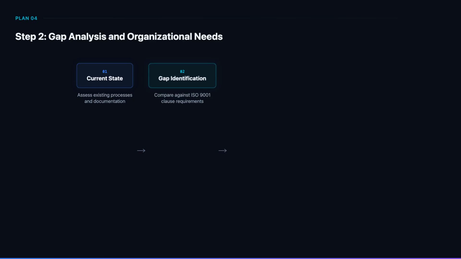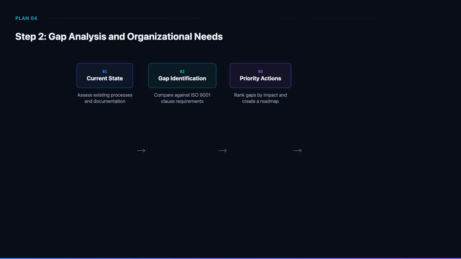Understanding where your organization stands today is essential. A gap analysis identifies what needs to change to meet ISO 9001 requirements. Begin by thoroughly examining your existing processes, procedures, and documentation to understand your current state. Map out how work actually gets done today, not just how it's supposed to be done. Compare your current practices against each ISO 9001 clause requirement. Identify specific gaps where current operations do not fully meet the standard. This gives you a clear picture of what needs to change.